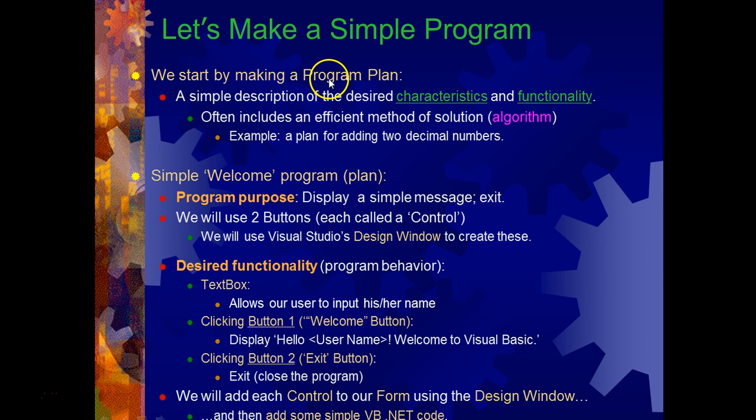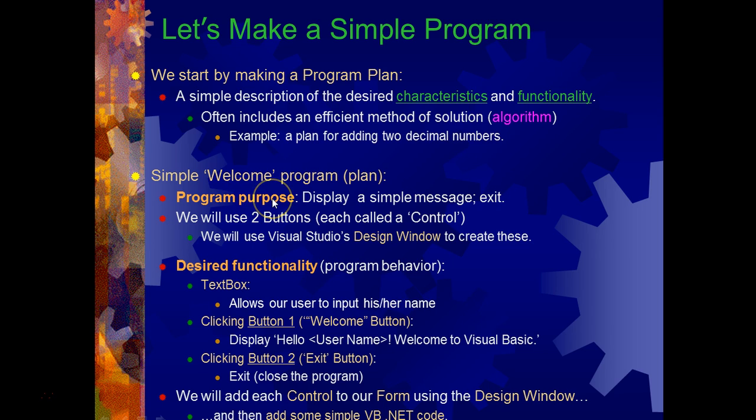So we start by making a program plan. So what does he mean by a plan? A simple description of the desired characteristics and functionality of the program. Often includes an efficient method of solution, an algorithm. Well, in this case, there's not going to be any algorithm, just something very simple. Example, a plan for adding 2 decimal numbers. That's pretty simple also, but we're not even doing that. Now we're going to make a simple welcome program. We can say hello, welcome to APU or something like that.